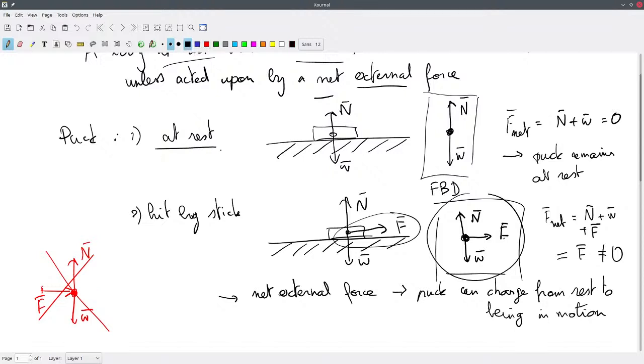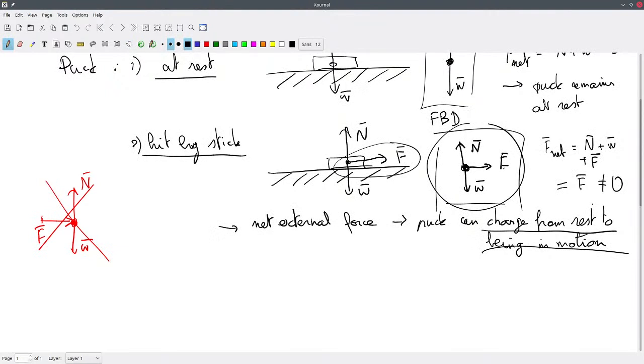So the puck was at rest first. It got hit by a stick that allowed it to change from rest to being in motion. And now the puck is in motion, and there's no more contact with the stick.